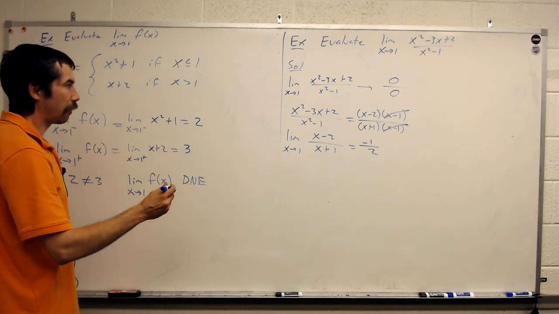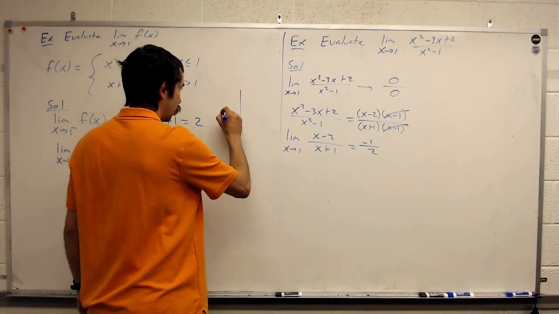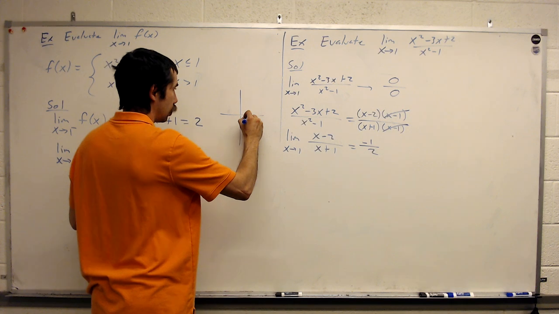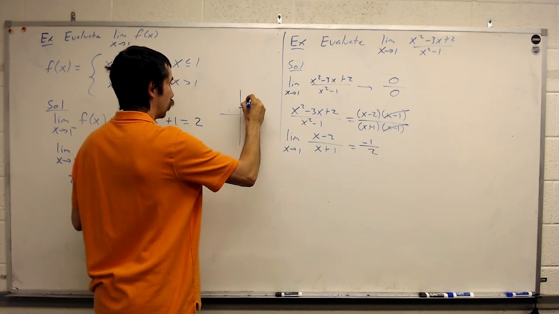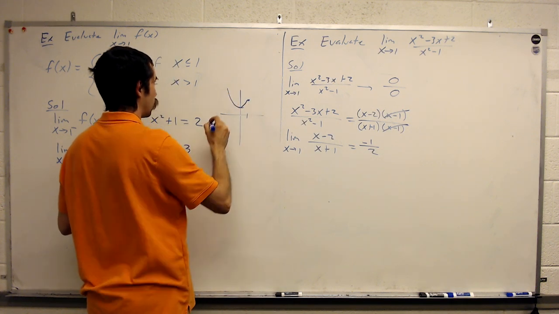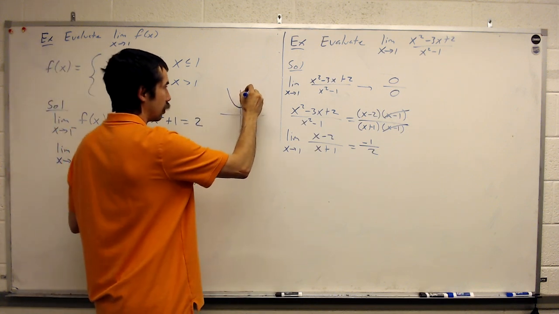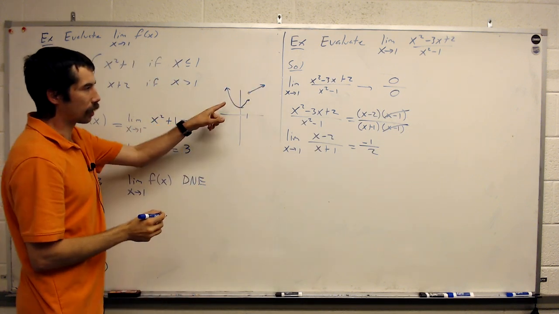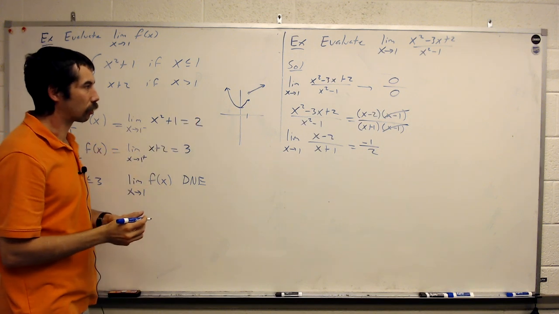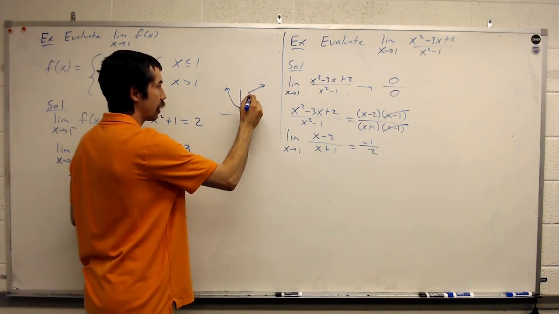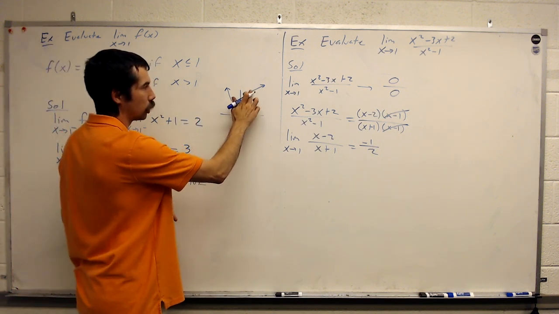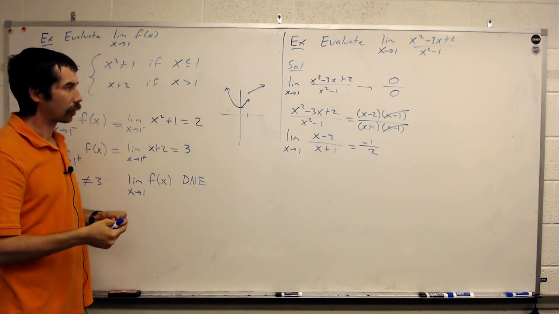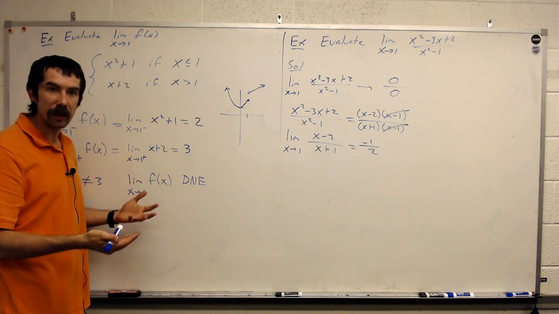What this looks like graphically: x squared plus 1 is a parabola, and x plus 2 is a line. This is what our function looks like graphically. And so you could see, as we approach x equals 1, we got a big jump. There's a big old jump in the graph. And so that means the limit does not exist.